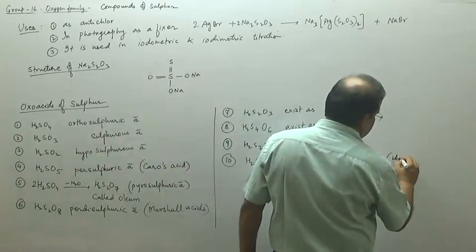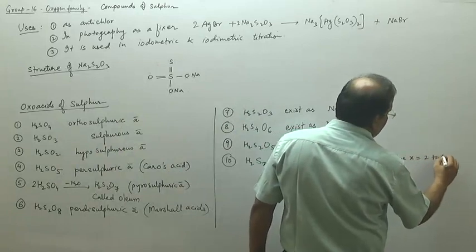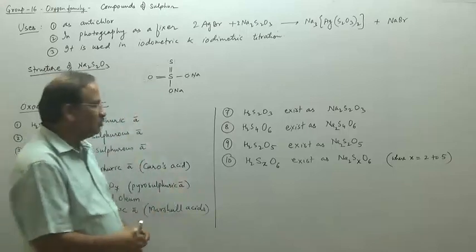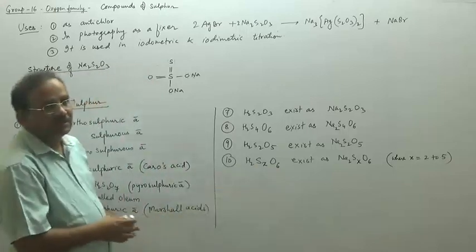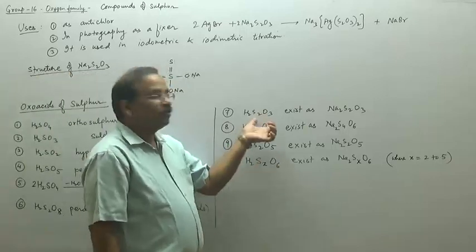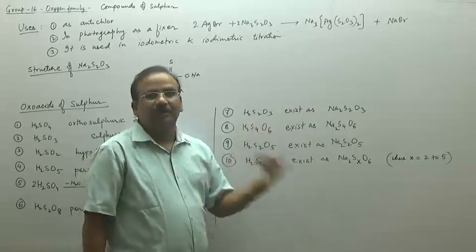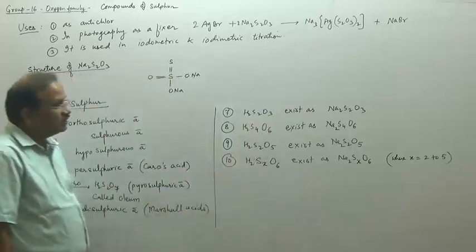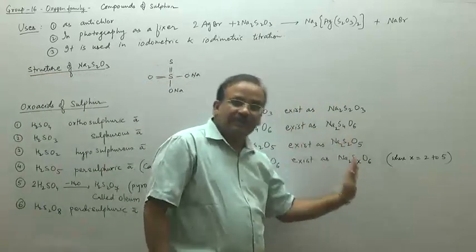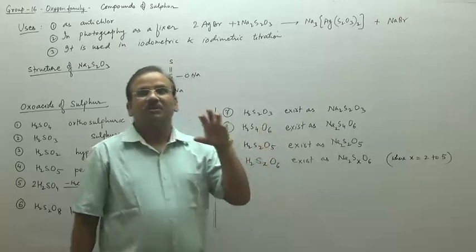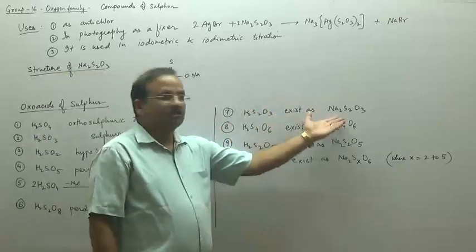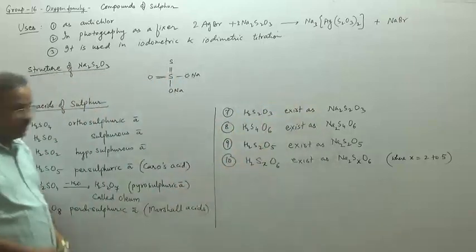So where X is 2 to 5, because the number for X should be less than the number of oxygen atoms present. For this one, X will be from 2 to 4. For this, X will be only 2, because it cannot be greater than the number of oxygen atoms. These are those acids which exist in the form of salts, but they can be converted into the acids when they are treated with HCl or some other acids. So that is how the acids are.